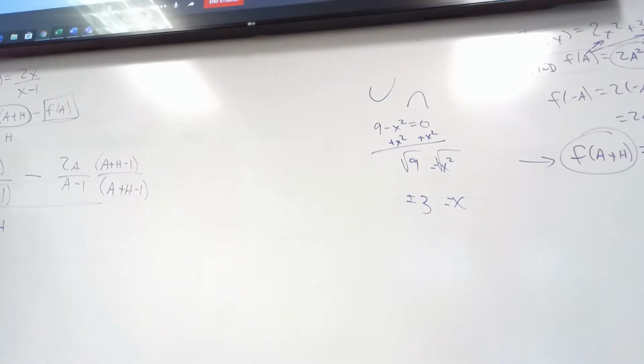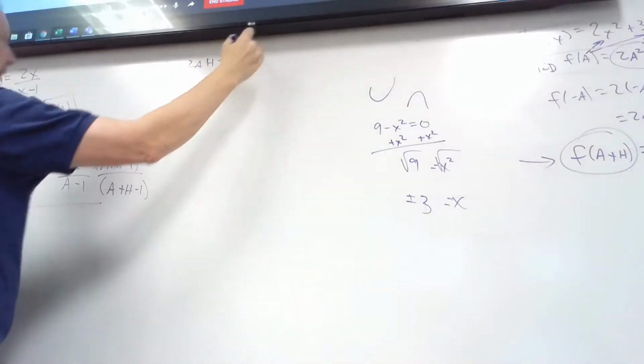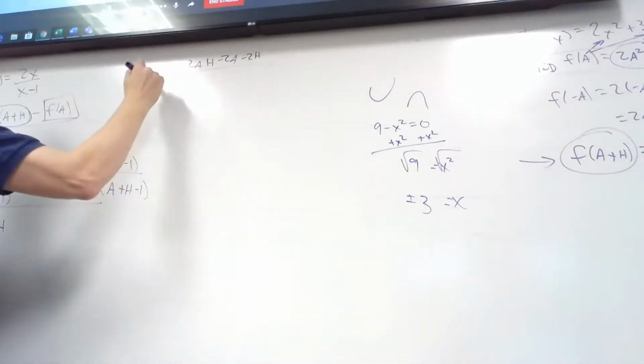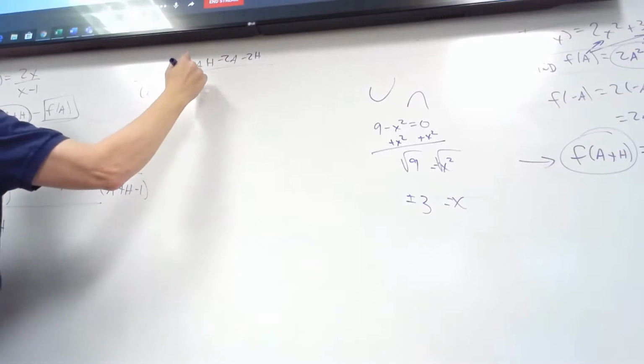So a times 2a is, no, it's 2a squared. A times 2h, oh, sorry. Did I do something wrong? A times, oh, this is 2h. Sorry, I didn't write that very well. A times 2h is 2ah. Okay? Negative 1 times 2a, negative 2a. Negative 1 times 2h, negative 2h. Okay? My denominator is a minus 1 and a plus h minus 1.